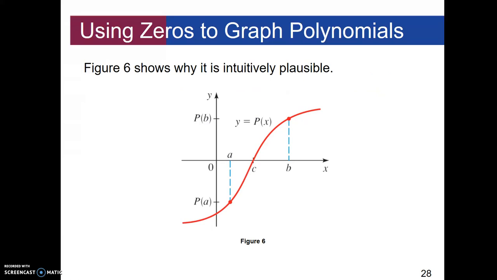So usually what happens is the x-axis there. So if you look at this picture, we have at A, the y value P of A is negative, and at B, the y value P of B is positive, so that means there has to be some C such that P of C is equal to 0.